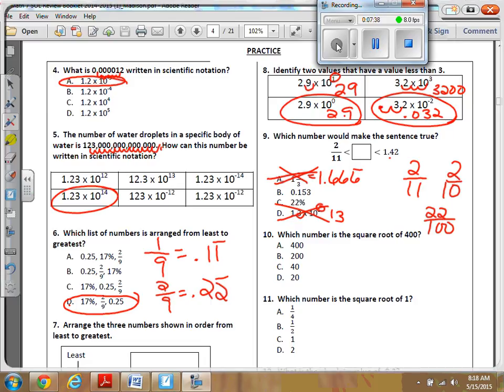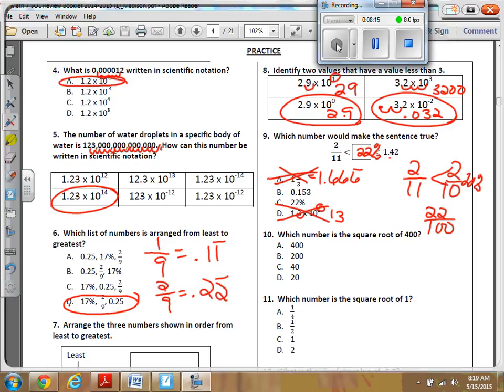This is like getting 2/10 is like getting 2 out of 10 right on a quiz. 2/11 is like getting 2 out of 11 questions right on a quiz. Which one's better? 2/10 is going to be better. So if 2/10, is that greater or less than 22%? Which one's better? What grade would 2 out of 10 be on a test or a quiz? 20%. So which one's bigger? 22%. So 22% is going to go in that blank because 22% is bigger than 2/11.